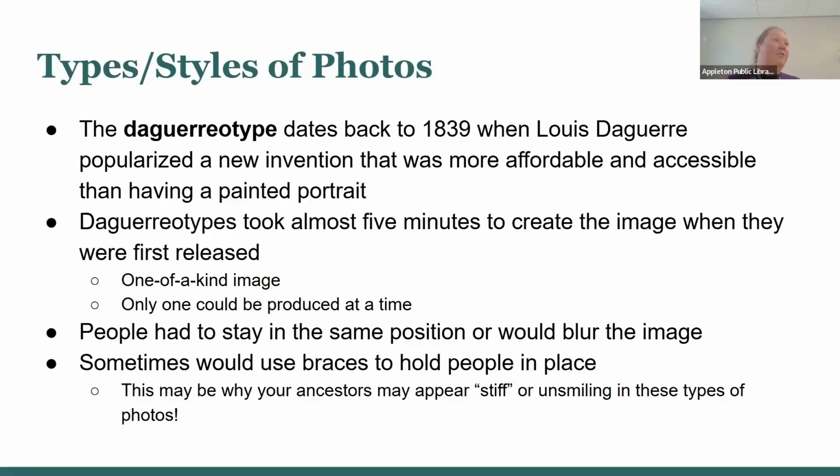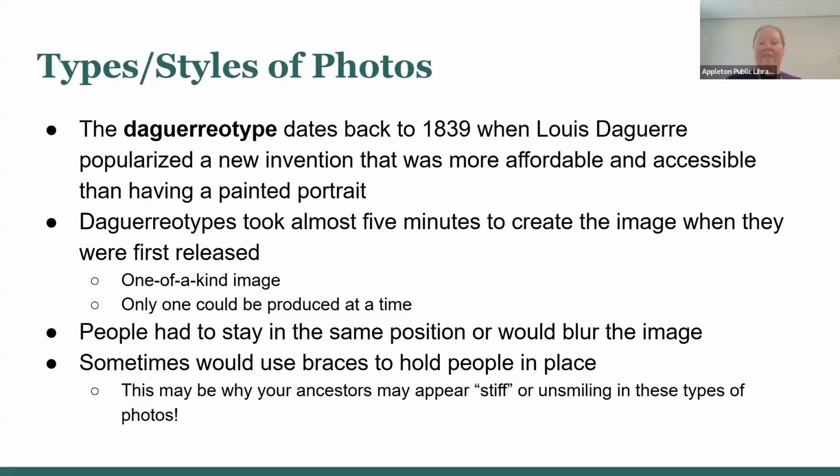Because of course, before then, people had to sit and get their whole painting done in order to have an image of themselves. These daguerreotypes took about 5 minutes to create. When they were first released, of course, they were able to shorten the time a little bit later, but these are one-of-a-kind images. They could only do one of them at a time, and it took 5 minutes. So people had to stay in that same position for that whole 5 minutes, or if they moved a little bit, it's going to blur the image.